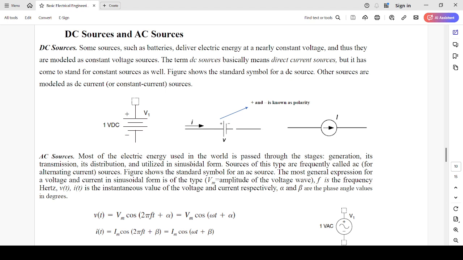At the right hand side you can see the capital V. Capital V means maximum value, and this maximum value is indicated by putting a small m in the subscript. Cos omega t, where omega is basically 2 pi f. F is the supply frequency. In India, the supply frequency is always 50 hertz. Alpha is the phase displacement between the voltage phasor and the current phasor.